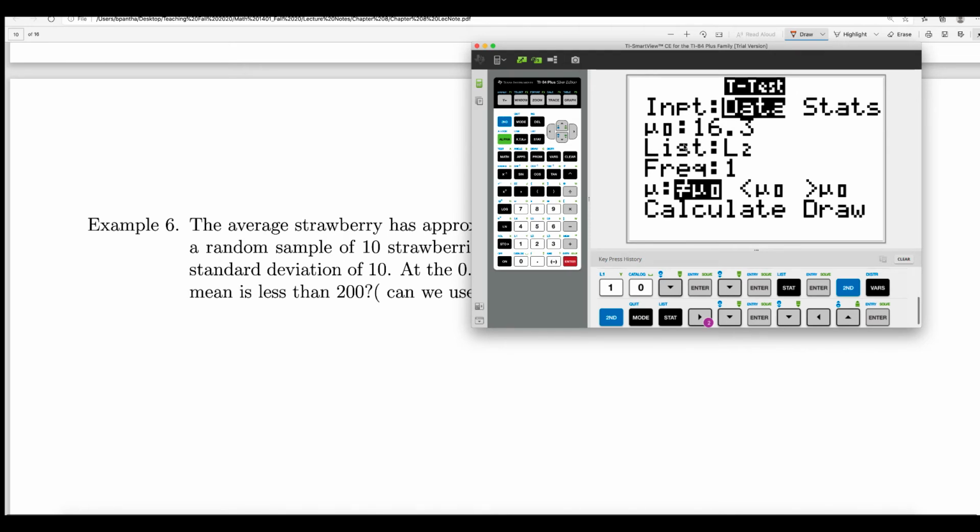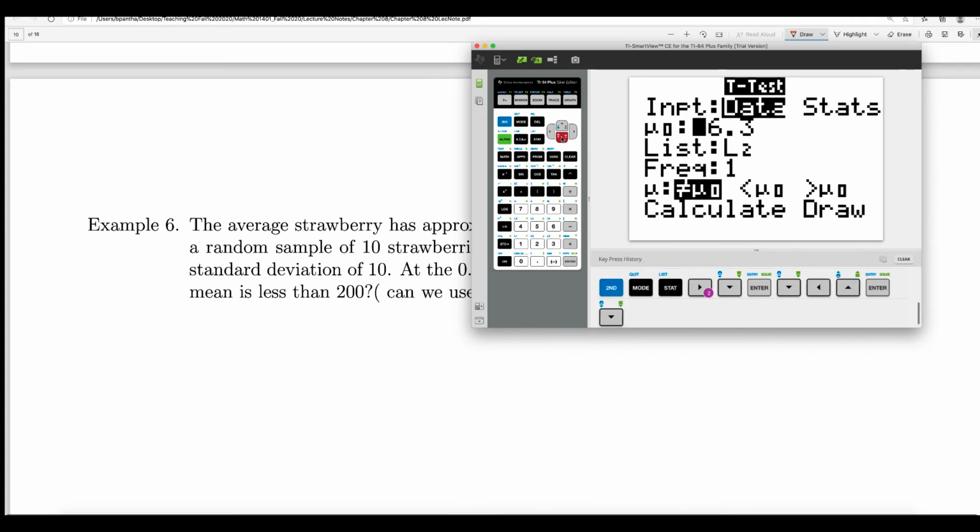Where did you enter the data? You pick that column, okay? So if you enter it in L1, you pick second, and then 1 will be L1. If you enter that data in L2, you do second, and then 2 will be L2, and so on. And then you calculate. You get exactly the same result.